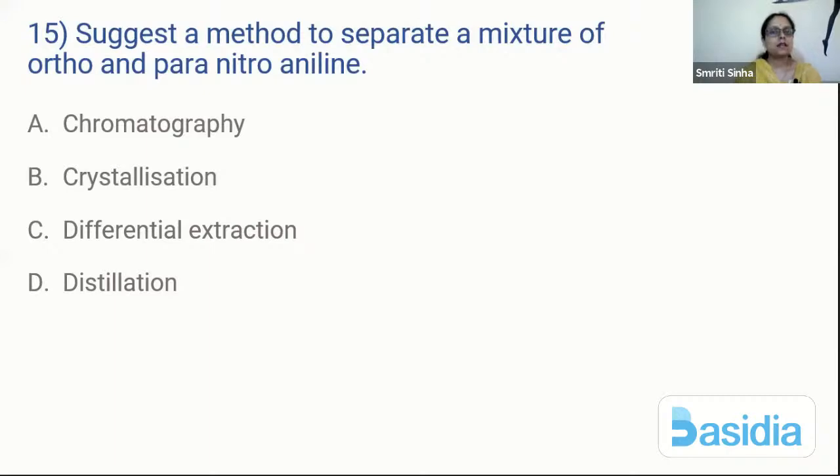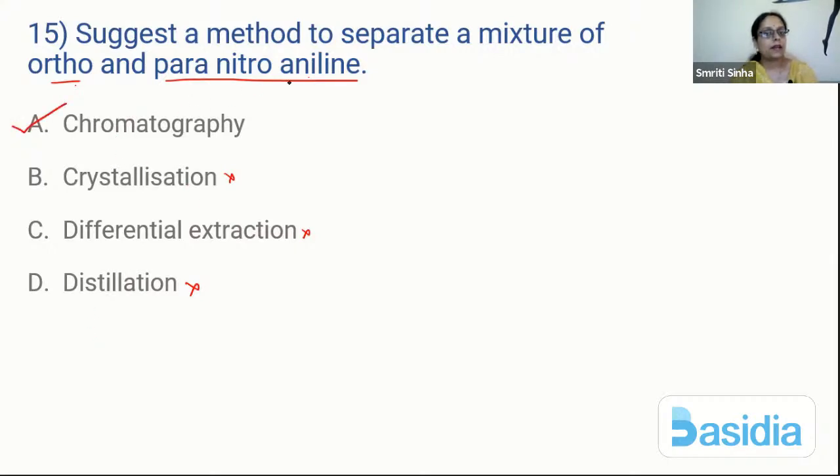Next, suggest a method to separate a mixture of ortho and para nitroaniline. If you want to separate ortho and para nitroaniline from each other, which technique will you use? Remember, both are actually solids. One is a yellow solid, one is a dark orange solid. These two solids you cannot separate by crystallization. You cannot separate them by extraction, not even by distillation. So the only technique left is chromatography.